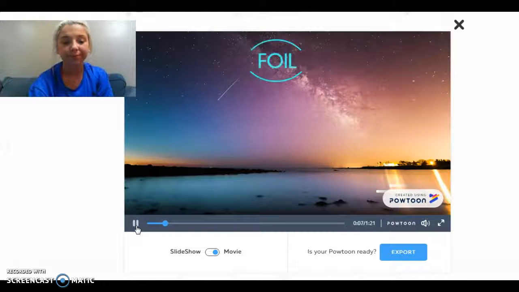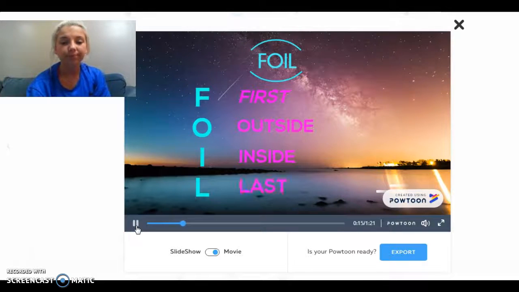In order to multiply the polynomials, we are going to FOIL. FOILing means we will multiply the first, the outside, the inside, and then the last.